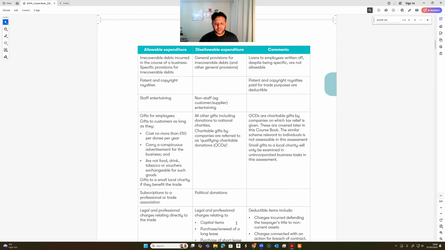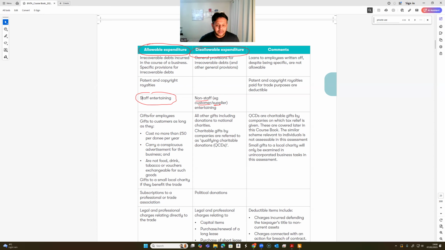If you come here, we can see the gift. And here we can see the staff entertainment. And it said the staff entertaining is allowable expenditure. So staff entertaining is allowable expenditure, and non-staff, for example customer or supplier, is a disallowable expenditure. Remember that entertainment is very clear. Staff entertainment, allowable. Supplier or the customer entertaining is disallowable.